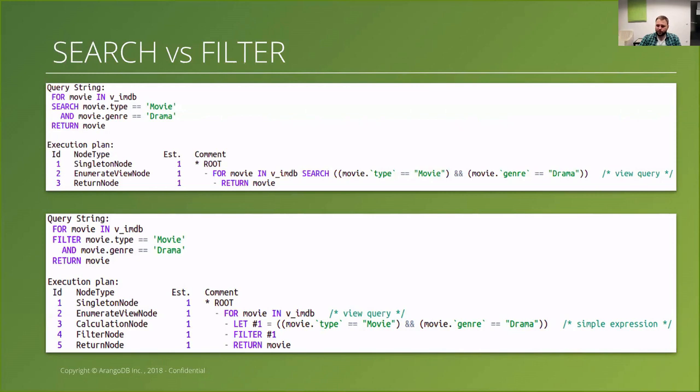And the search expression has a number of noticeable differences compared to the filter expression. First of all, the search expression is meant to be treated as part of the for loop, not as an individual statement. So in the first execution plan, there are no other nodes below the enumerate view node. Apart from that, there may be only one search expression related to a corresponding ArangoSearch view expression.